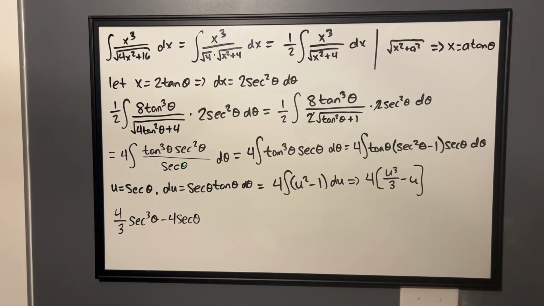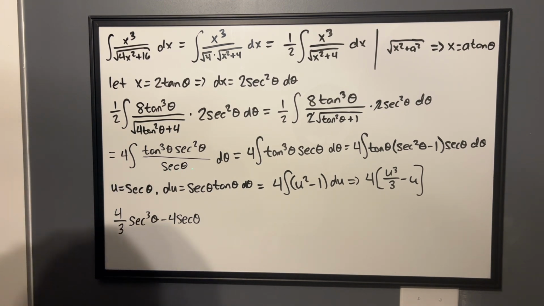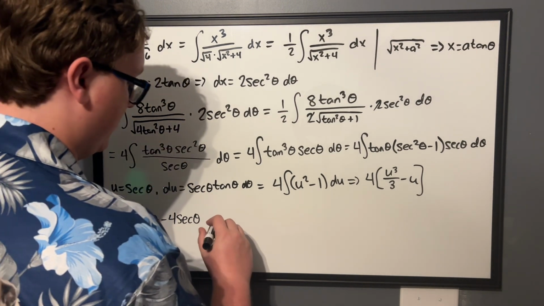So we have this in terms of theta now, and we want to get it back in terms of x to find our antiderivative. So how can we figure out what secant theta is? Because we don't really have that yet. Well, this is where we're going to need our triangle. That's always really helpful with trig subs.